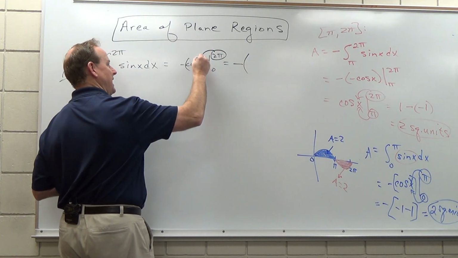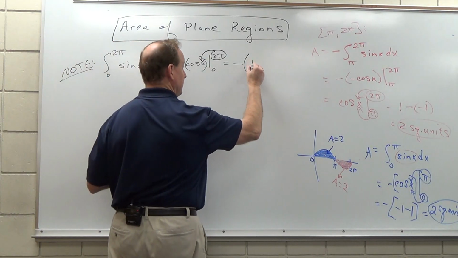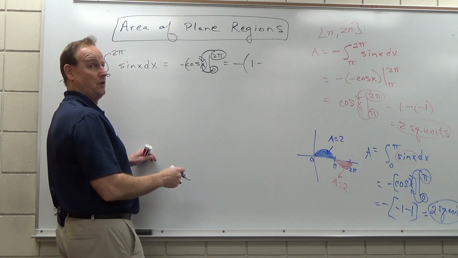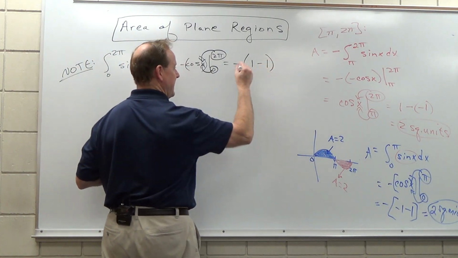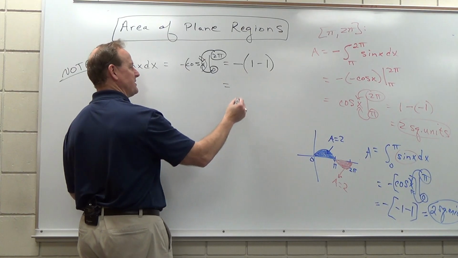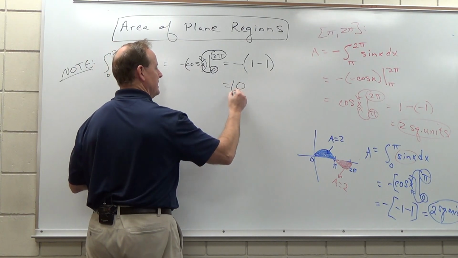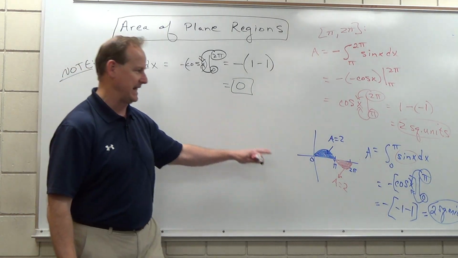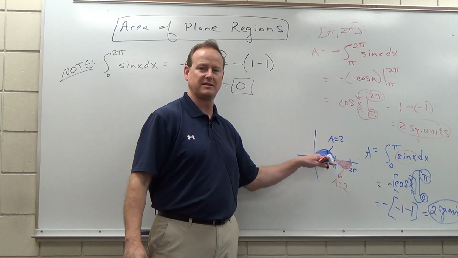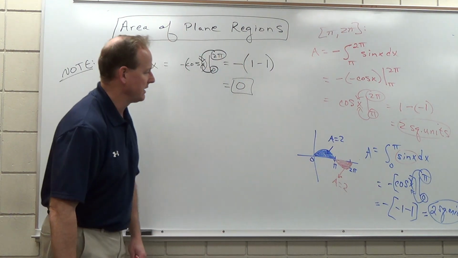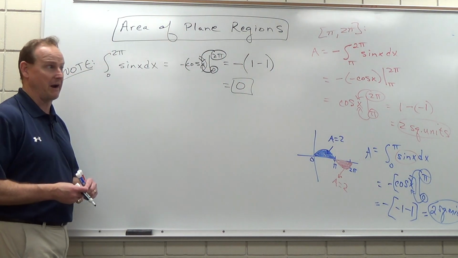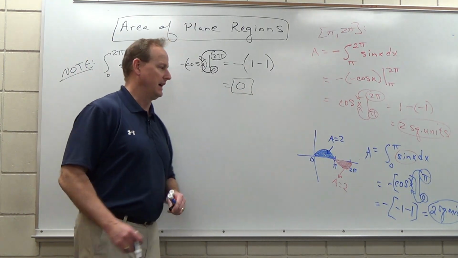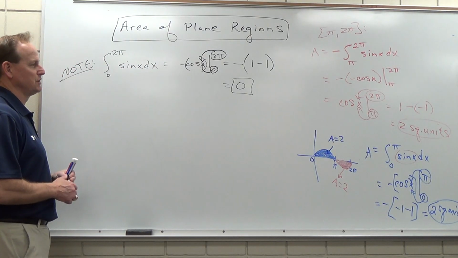So just plugging in 2 pi, cosine of 2 pi is 1, and then minus cosine of 0 is also 1. So it's going to be the opposite of 1 minus 1, which actually is the opposite of 0, which is 0. Now, I'm not going to put square units there because that's absolutely not the area. We know that there's actual area for the blue part, and there's actual area for the red part that's greater than 0. So there's no way that this is actually the area from 0 to 2 pi there.